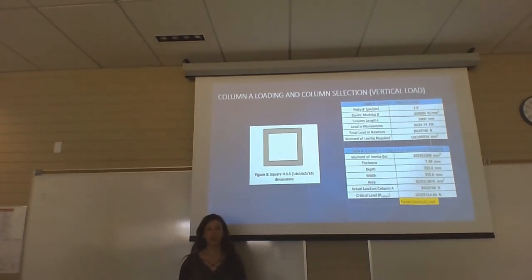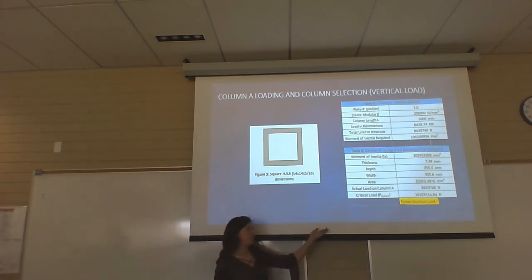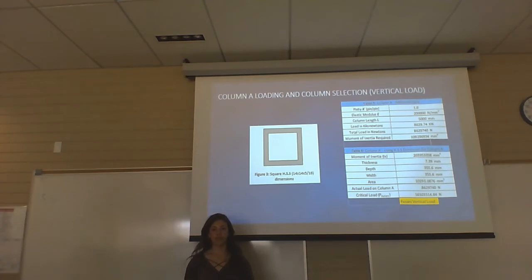So same as before, using that total load, you can find a required moment of inertia, and for simple calculations, we used the same column that was chosen for column B, and it did pass the vertical load, but next it has to be analyzed for the horizontal load.